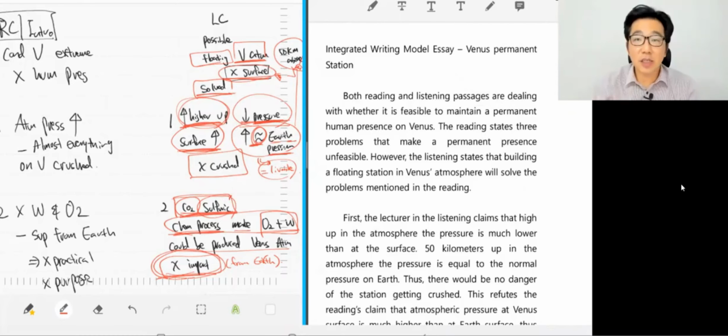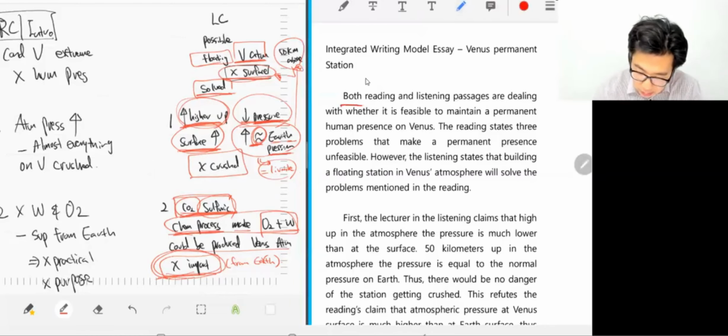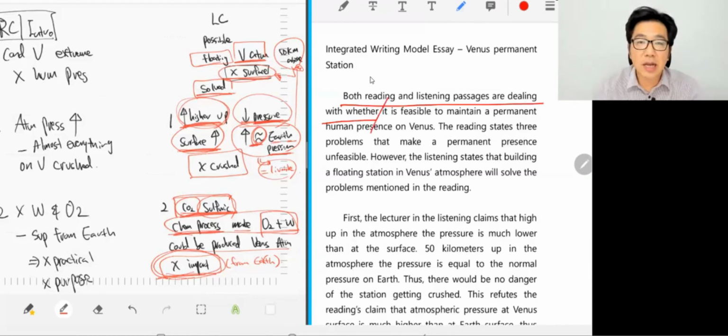Okay, guys, let's finish this off. So we have the model essay here and we have the notes on the left. So let's analyze how this model essay can be created based on the notes that we have produced. So three sentences, introduction, if possible, always, to write the perfect integrated writing task. You can use this almost like a template for this kind of question.